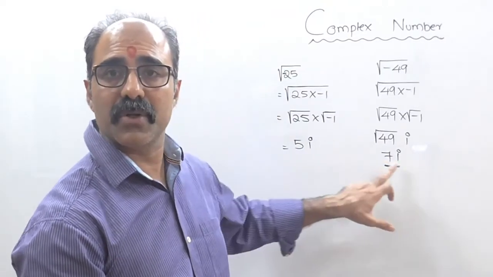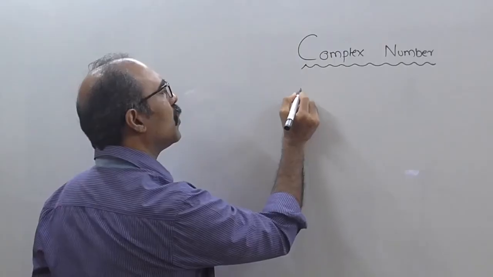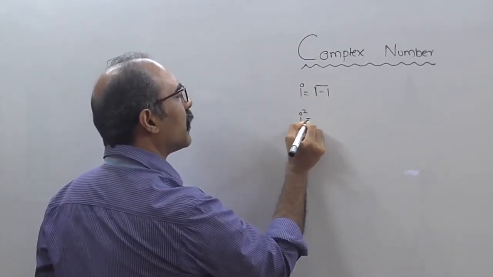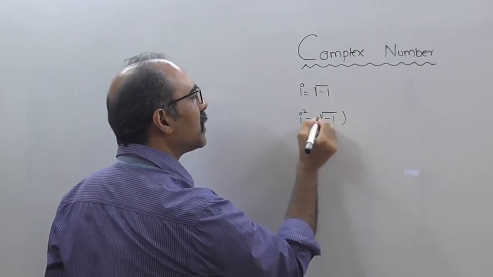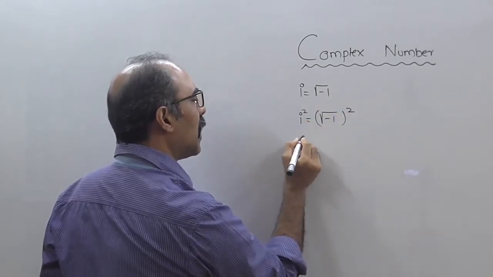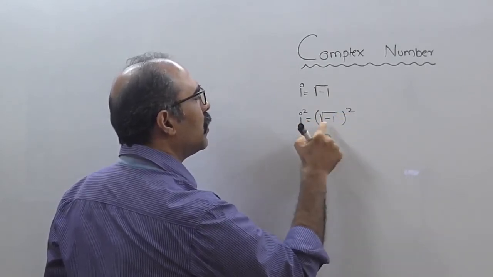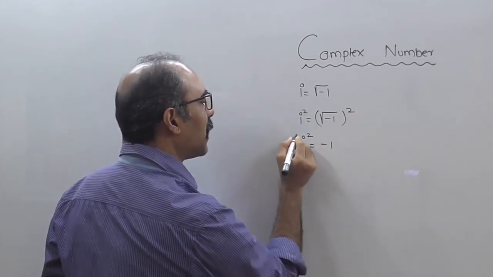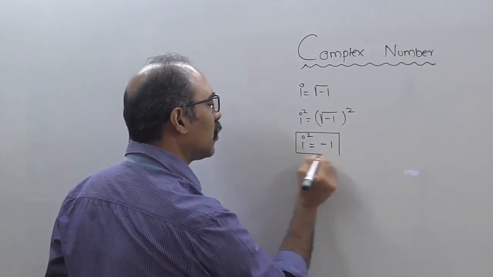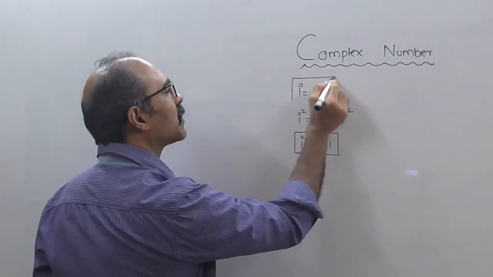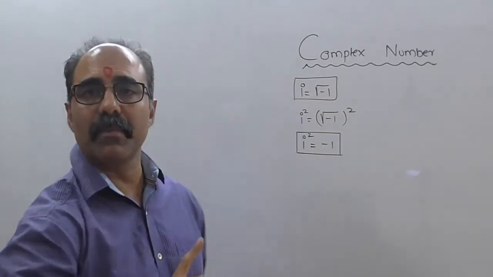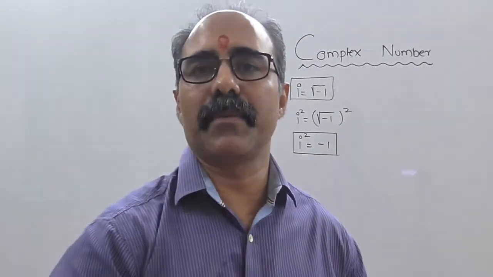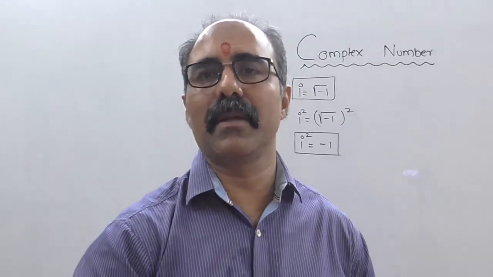Got it? Understood this too? By now you know that i equals root of minus 1. i square will be equal to root of minus 1 the whole square. So the root and square will get cancelled. The answer is minus 1. So i equals root of minus 1 and i square will be equal to minus 1. You have to remember these two values because they are helpful in solving problems from the exercise which we will be discussing in the next lecture.